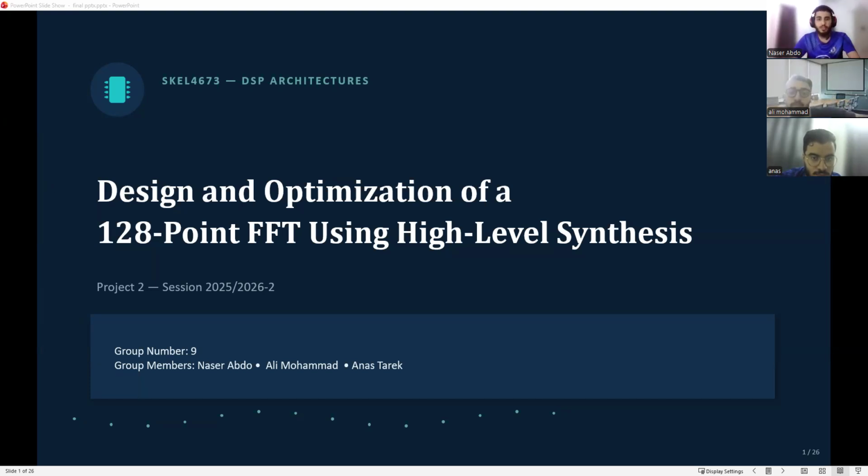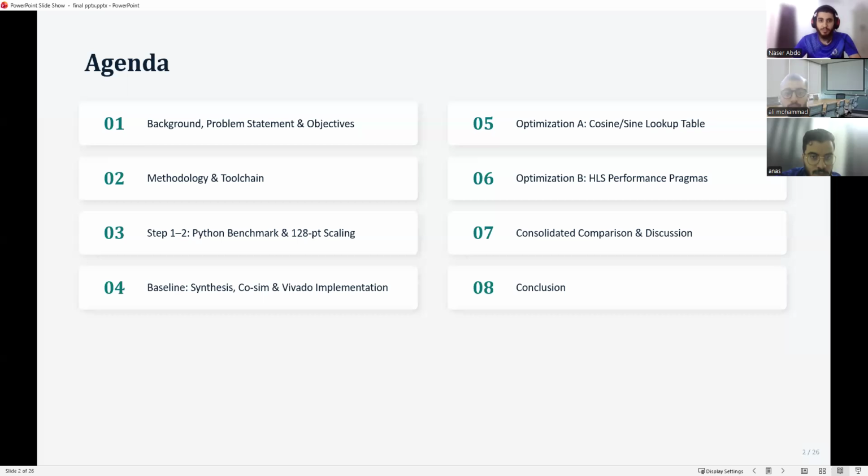Okay. So this is our presentation agenda. First, I will introduce the project background, problem statement, objectives, methodology, and the first implementation steps. Then my teammates will explain baseline implementation and the first optimization.